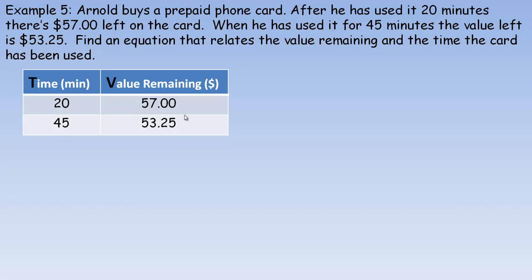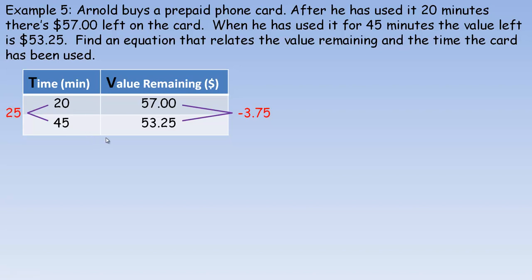So the first thing, this would be a linear relation because he's paying the same amount per minute each time. The rate of change is the amount he's paying per minute. So I'm going to find the difference between the values here from $57 down to $53.25. So in my calculator, I would punch in 53.25 minus 57, and the change is -3.75. So he paid $3.75 to talk for this 25 minutes. From 20 to 45 would be a time of 25 minutes.